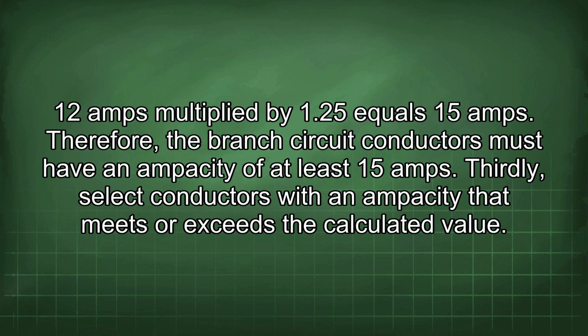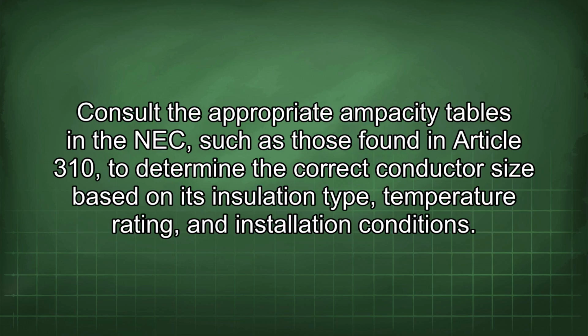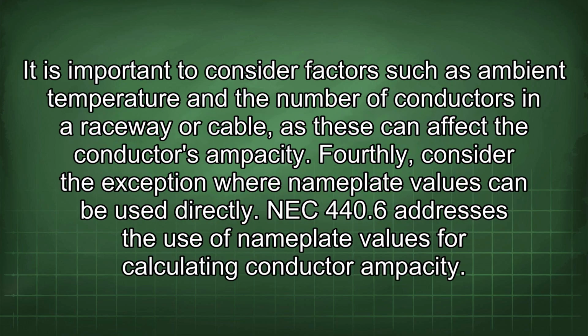Thirdly, select conductors with an ampacity that meets or exceeds the calculated value. Consult the appropriate ampacity tables in the NEC, such as those found in Article 310, to determine the correct conductor size based on its insulation type, temperature rating, and installation conditions. It is important to consider factors such as ambient temperature and the number of conductors in a raceway or cable, as these can affect the conductor's ampacity.